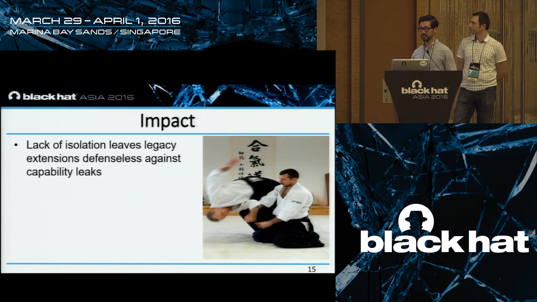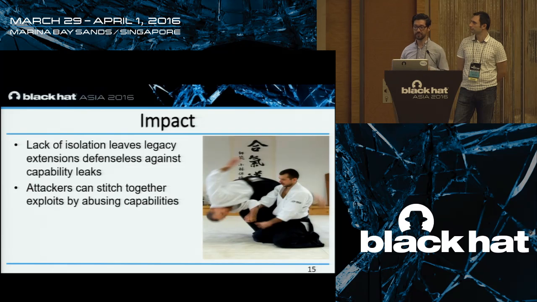So what's the impact of all of this? Well, some key takeaway points. The lack of isolation leaves legacy extensions basically defenseless against these capability leaks. These legacy extensions are not written to shield the capabilities that they contain from other extensions. So there's a lot of vulnerabilities out there, as we'll see. Attackers can automatically find and stitch together these exploits by abusing capabilities. This is kind of an analog of the return-into-libc style attacks that you see in the binary world. We're finding capabilities and stringing them together to implement our attack.